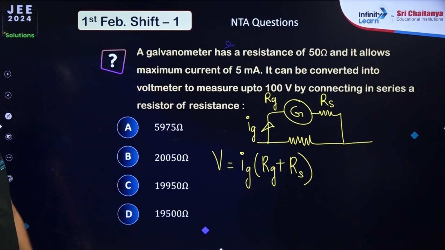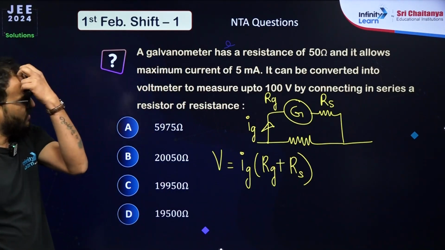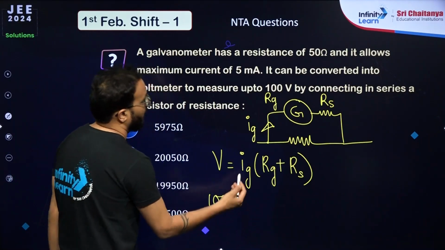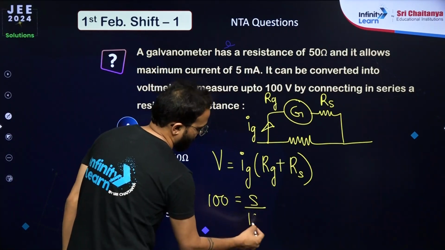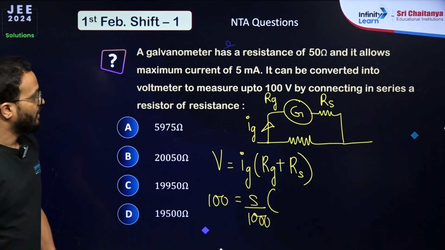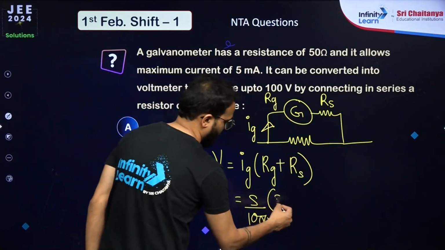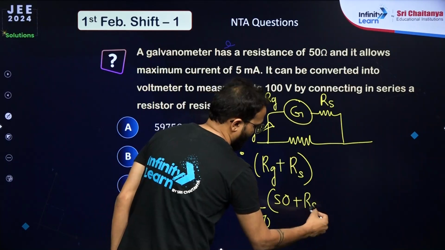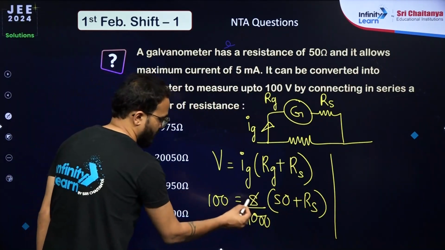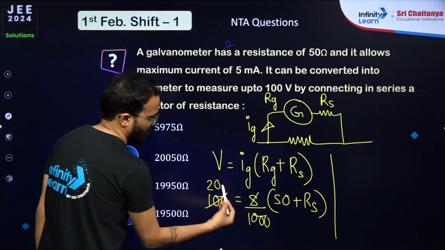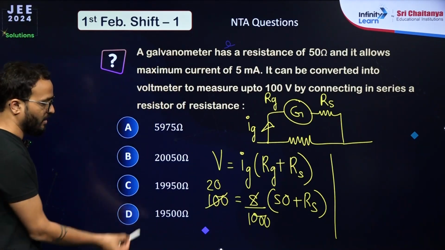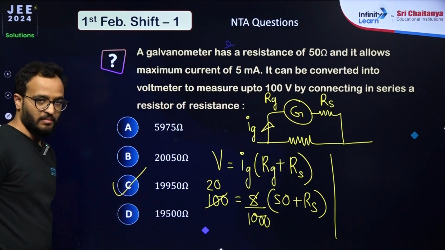Okay, now just put the values. What is the galvanometer resistance? 50. Measure up to 100 volts. Current is 5 milliampere. Resistance is how much? 50 plus Rs. So we have to figure out Rs from here. It will be very simple. 5 ones are 5, 20s are... so it will be 20,000. 20,000 minus 50, how much? 19,950. So option C will be correct.